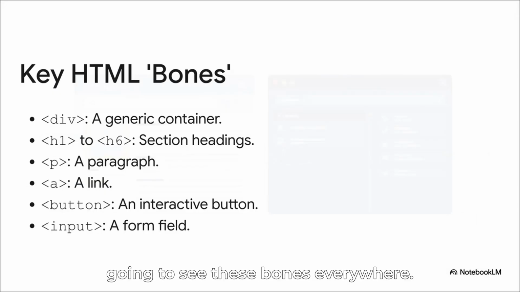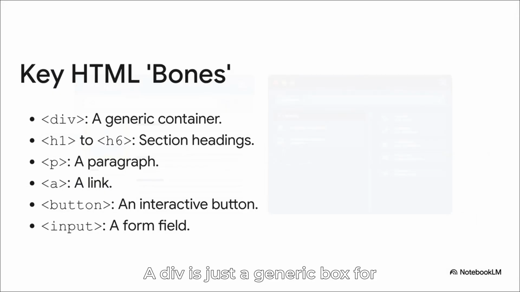And you're going to see these bones everywhere. A div is just a generic box for grouping stuff together. An H1 is your most important heading. A P tag is, you guessed it, a paragraph. An A tag is a link. The A actually stands for anchor. And button and input are pretty much exactly what they sound like. Just by recognizing these few tags, you can already understand the basic layout of pretty much any page on the internet.